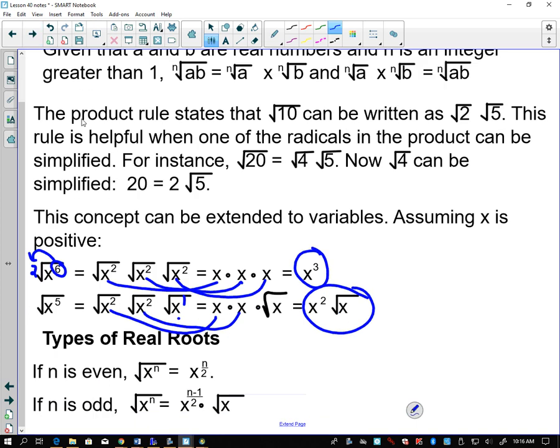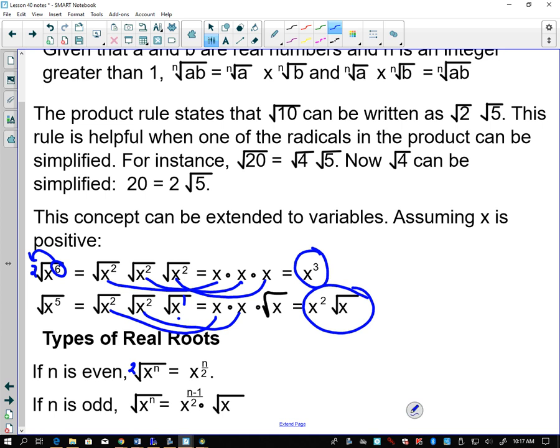All right? And we have types of real roots. Like I said, here, where my root is 2 and my exponent is n, I can take that out and get x to the n divided by 2. Just like I could have gotten x to the 5 halves, as an alternative to x squared times square root of x.